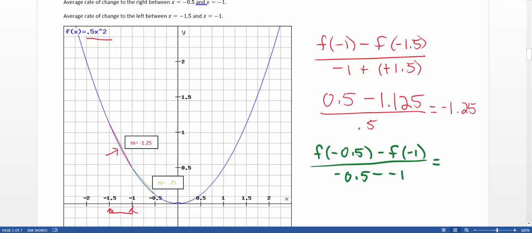So again, we're going to take these numbers and we're going to plug them into our function. When we plug in negative 0.5 into our function, we're going to get 0.125. So 0.125 minus, when we plug in a negative 1, we get 0.5, divided by, now again on the bottom we have minus and negative, so those are going to cancel. So we're going to divide by 0.5. When we crunch that number in the calculator, we get negative 0.75 as the slope to the right of negative 1.